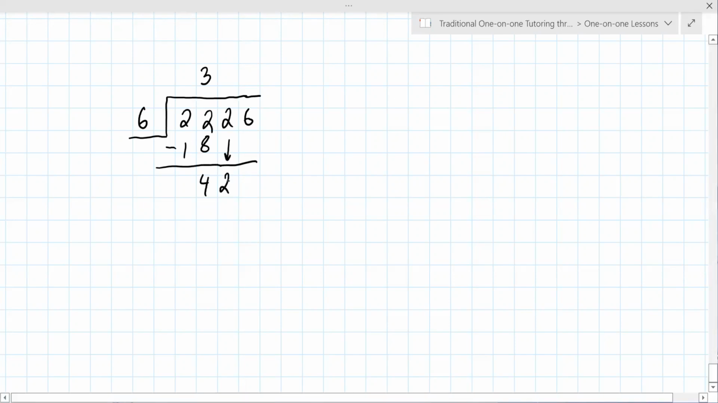So how many times does 6 go into 42? 7 times. So the 7 goes up here. What is 7 times 6? 42. Okay, so you subtract, and it's 0, so you bring down this last number. How many times does 6 go into 6? 1 time. 1 times 6 is 6. You subtract and get 0.